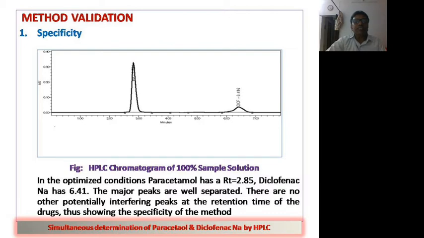You can see here there is some gap between the two analytes. Paracetamol shows the separation at 2.8 minute and the diclofenac shows the separation at 6.41 minute. It also indicates that there is no interference of the excipient during the separation of the analytes. The two analytes are separated very properly and they are also giving very good peak results. This is the chromatogram of 100% sample solution.